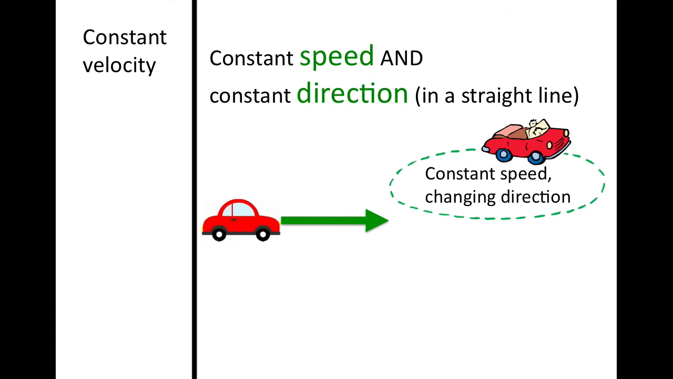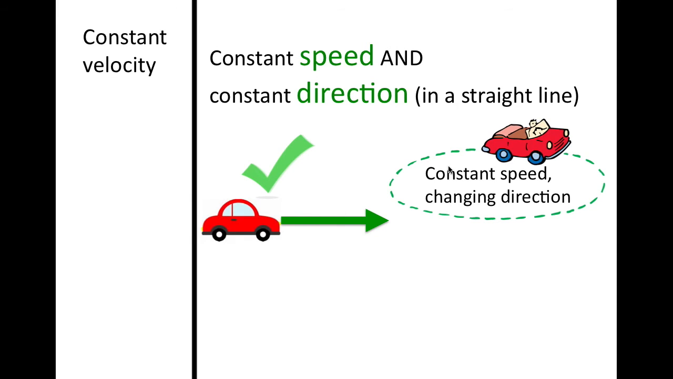Now, when we say that velocity is constant, that means that the speed and the direction are consistent and that the direction is in a straight line. So for example, down here, we have the car that is going in a straight line. This is a good example of constant velocity.